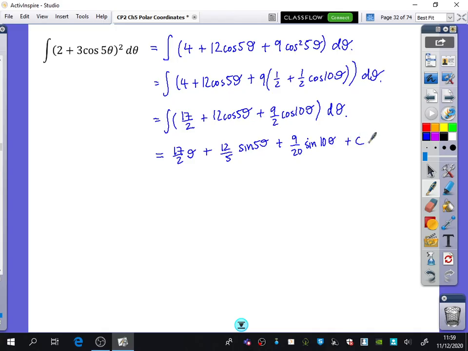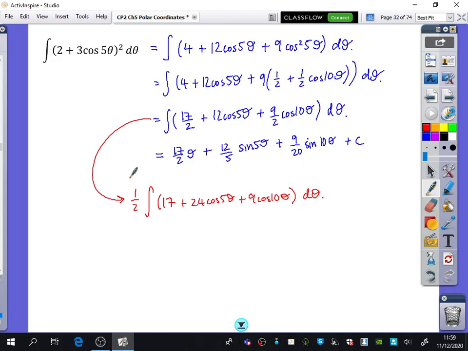Yeah? Just a little thing that you could do if you wanted to. At this stage here, you could have taken the half out to the front and had 17 plus 24 cos 5 theta plus 9 cos 10 theta. The only reason I might recommend doing that is because if this had limits, it's quite nice to have a half in it, because when you're doing limits with just integers, it's a lot easier to type things into the calculator, and then you can just deal with the half at the end if you wanted to, okay?